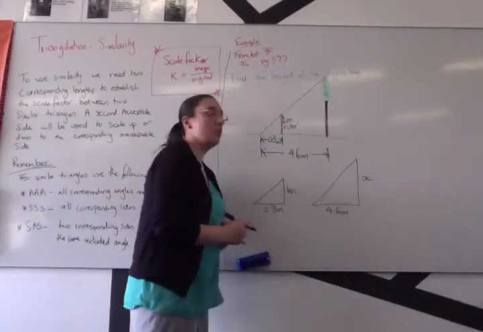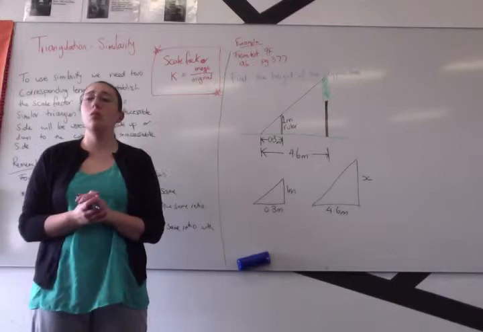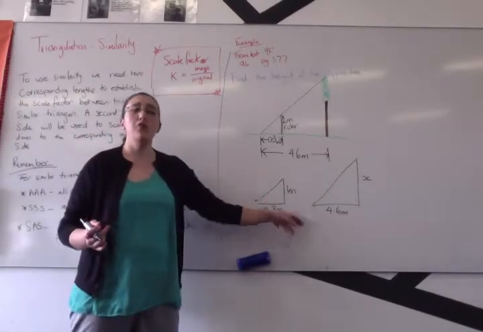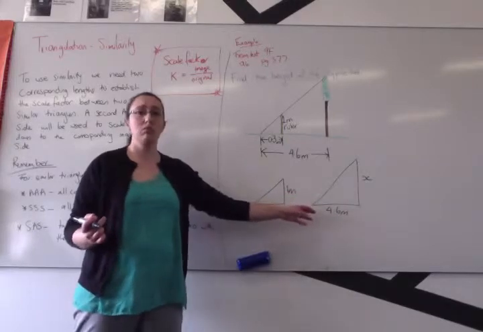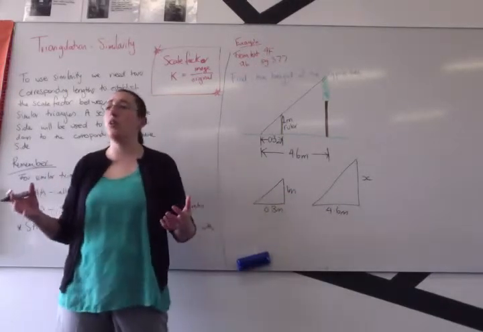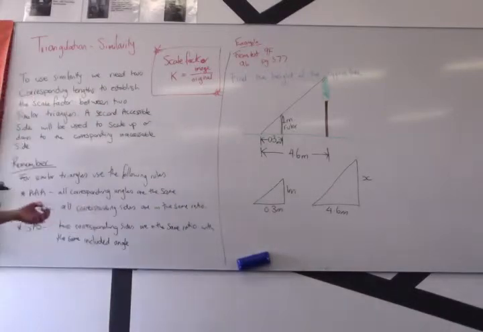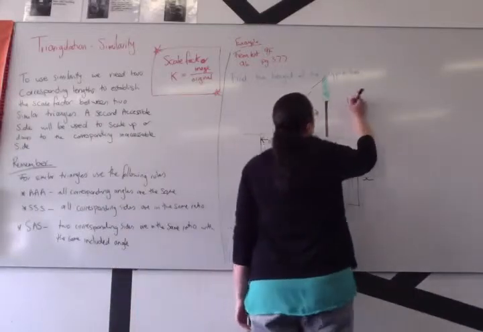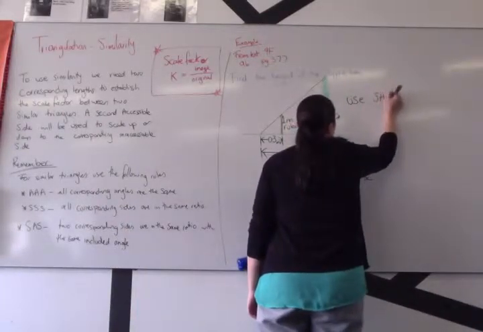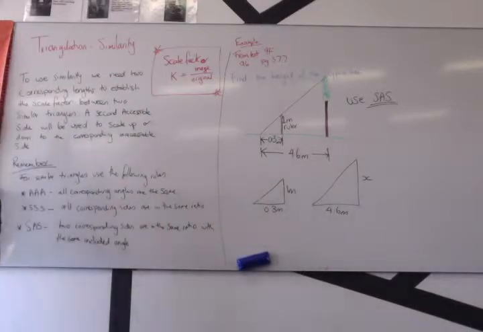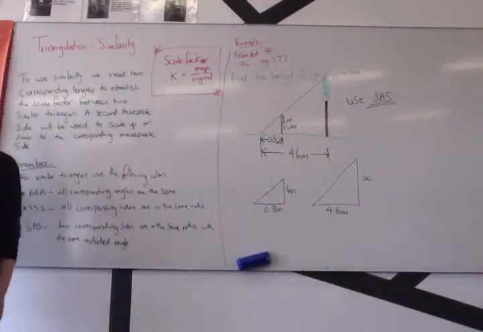On the opposite. Now, these 2 angles are obviously the same. They're both right angle triangles. So they both have 90-degree angles. So we've got enough there to start working on a scale factor. So we would use the side angle side. So using side angle side, we can find a scale factor to use to find out our unknown length.